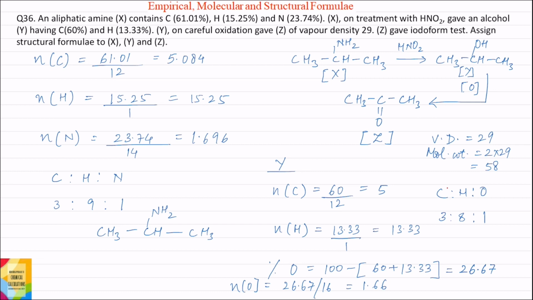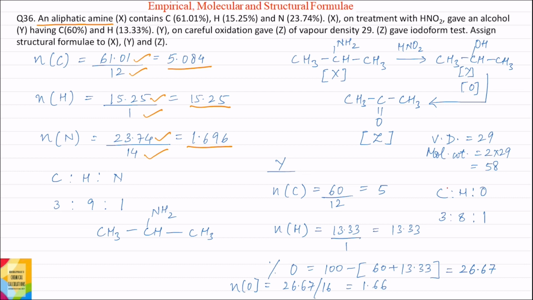Now it is given in the question that X is an aliphatic amine. Moles of carbon in X is 5.084 moles, which is obtained by dividing the percentage of carbon with atomic weight of carbon. Moles of hydrogen is 15.25 moles, obtained by dividing the percentage of hydrogen by atomic weight of hydrogen. Moles of nitrogen is 1.696 moles, obtained by dividing the percentage of nitrogen with atomic weight of nitrogen.